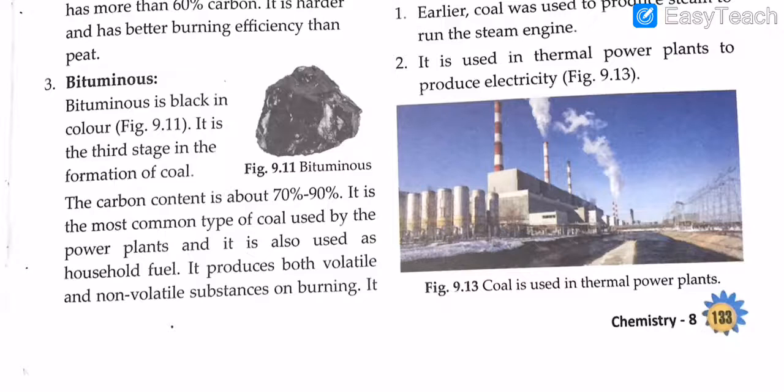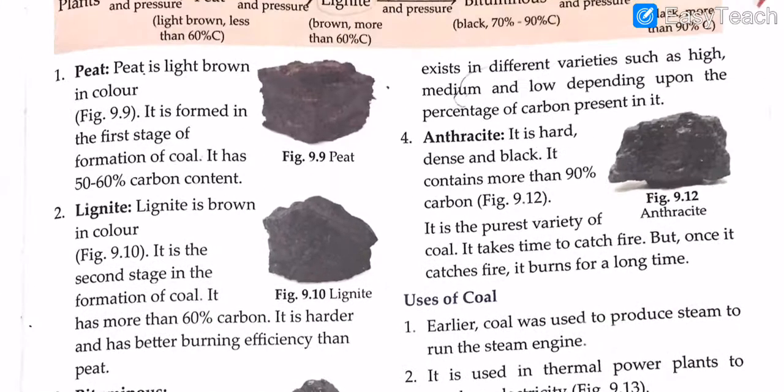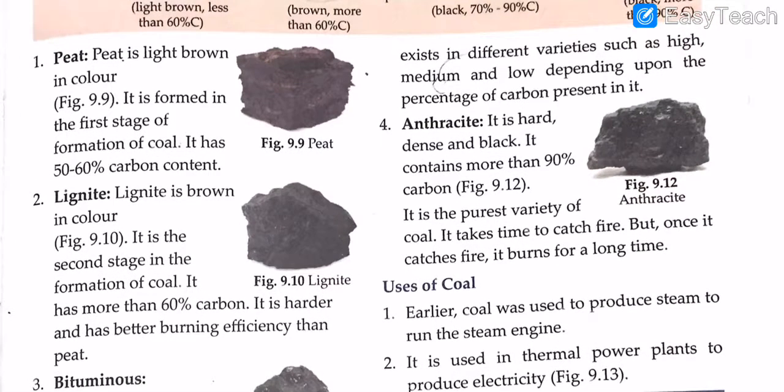Over here it can depend, because since they're saying 70 to 90, some of the bituminous coal can have 90, some can have 80, some can have 75, some can have 70%. That is why the efficiency of bituminous coal can depend on the carbon content present in it. So it can have a high variety, it can have a low variety, and it can also have a medium variety. Okay, moving on to the last and final stage, which is the anthracite, which I compare to adulthood.